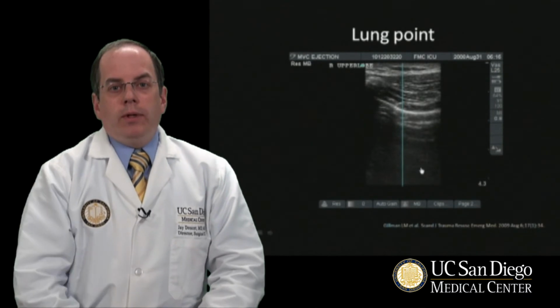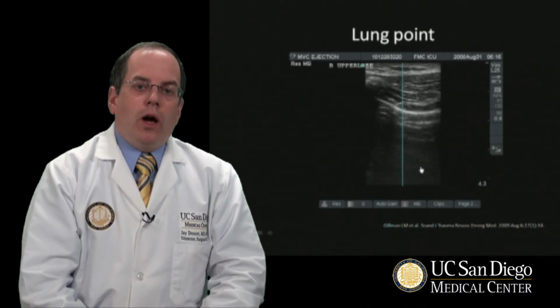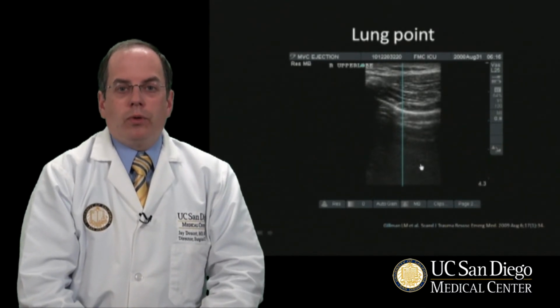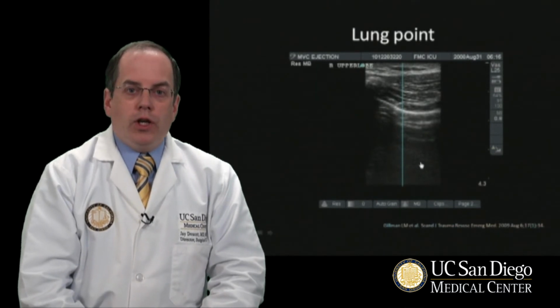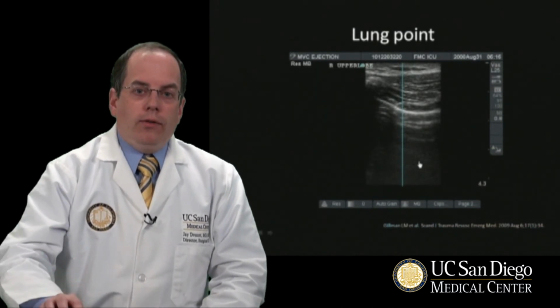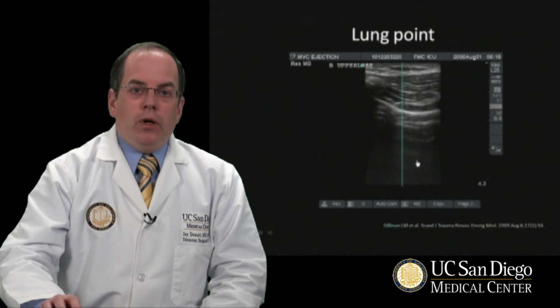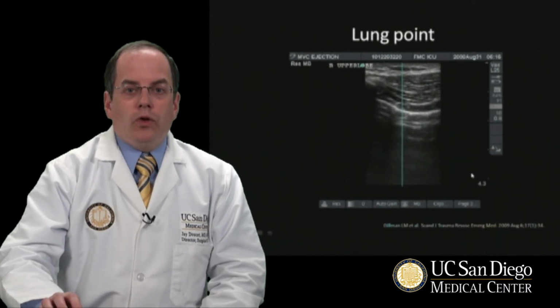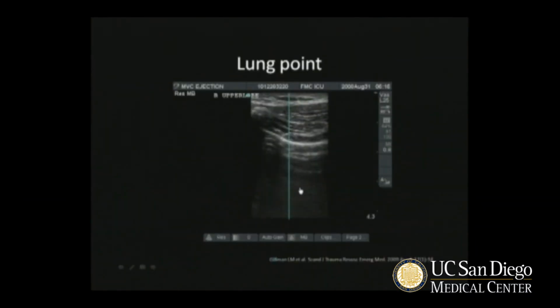Sometimes the lung point can be seen. For small pneumothoraces, the lung may be intermittently in contact with the pleura or sliding back and forth adjacent to an area of pneumothorax. If this is the case, the lung will appear and disappear from time to time, and this is what you're seeing here. This patient has a small pneumothorax, and as a result, you're actually seeing the lung slide back and forth into the field.